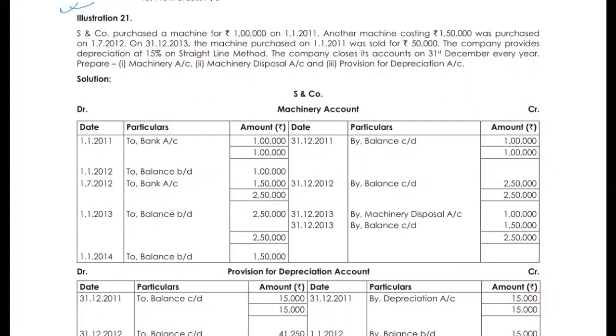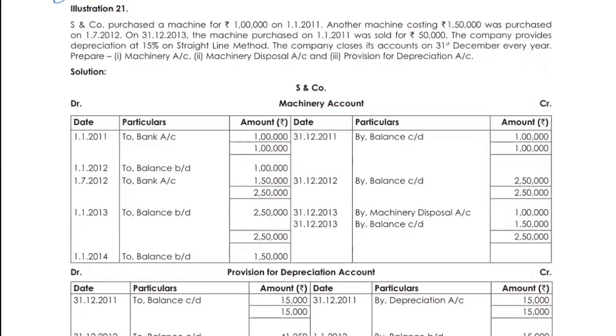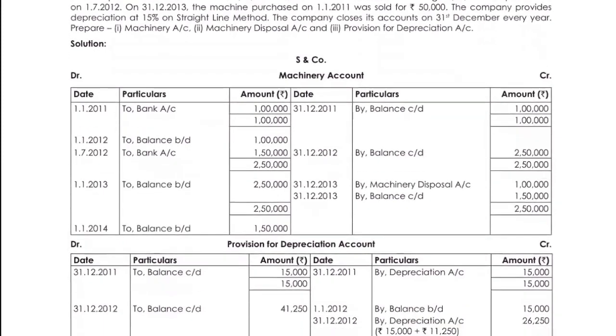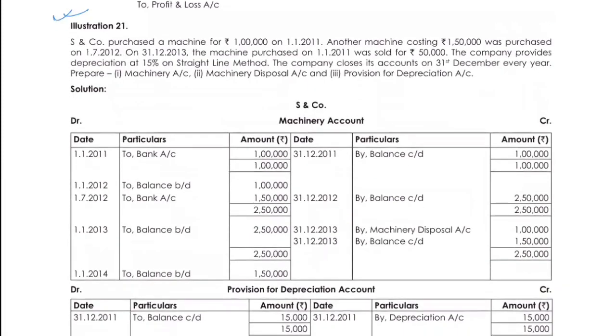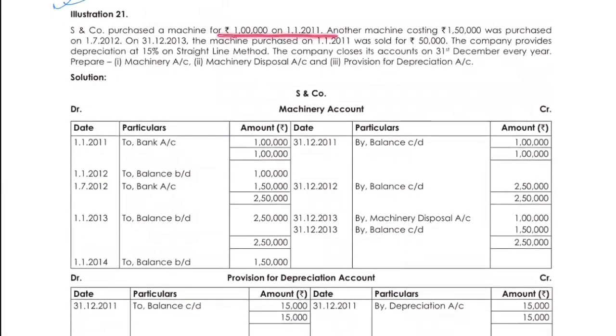Correct. So there will be only one place where the machinery disposal account will come. Correct. Now, if you move on to the machinery account, so at first, what has happened? It has purchased an asset for 1 lakh. So to bank account 1 lakh.